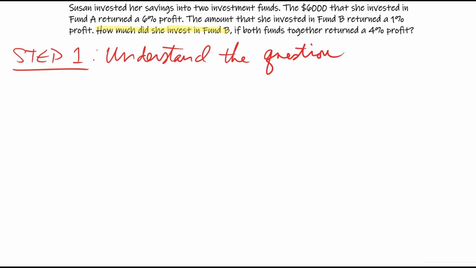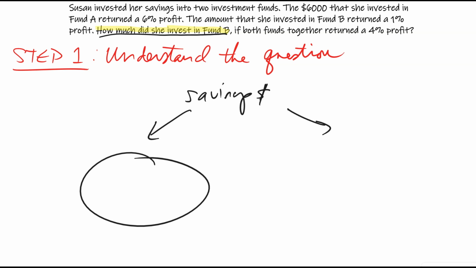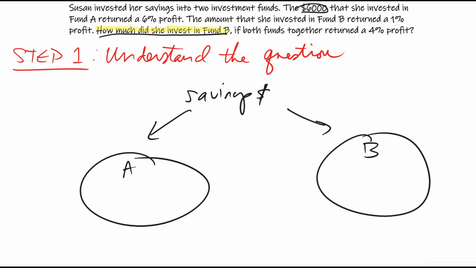So let's draw a picture. So let's draw a little picture that represents what the problem says. So Susan has some savings. Here's her savings. A little dollar sign. She splits it into two funds, Fund A and Fund B. And what do we know? We know that she puts $6,000 in Fund A.